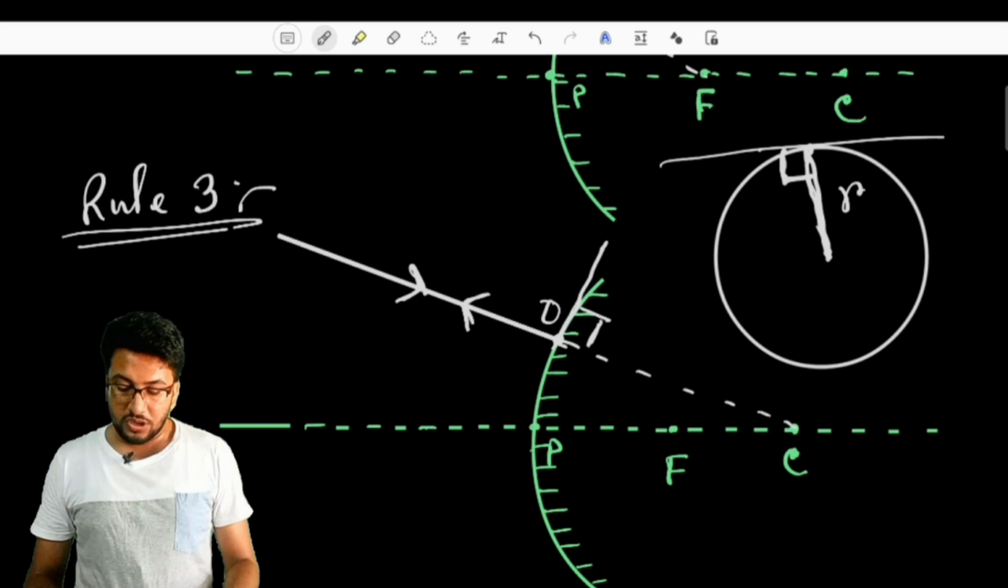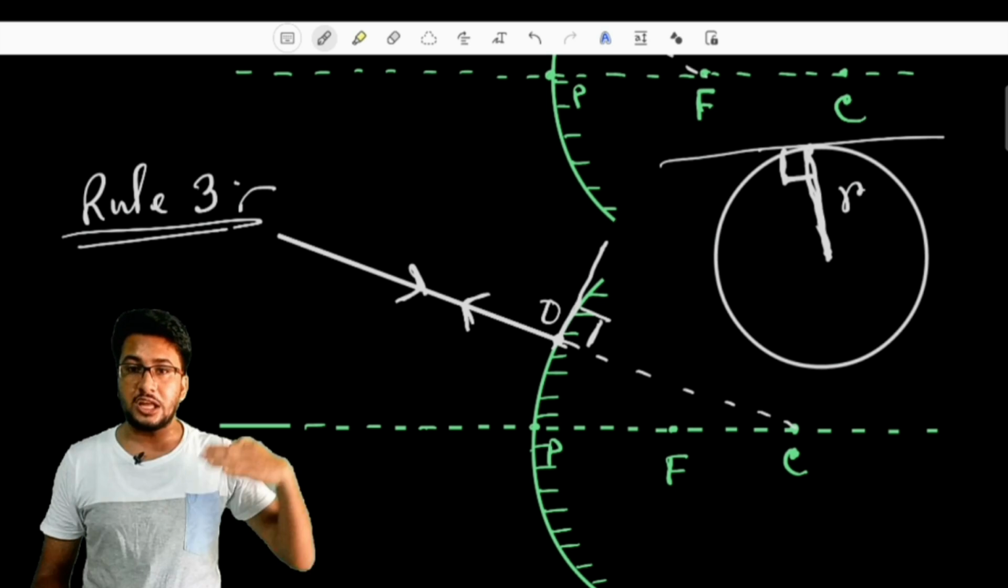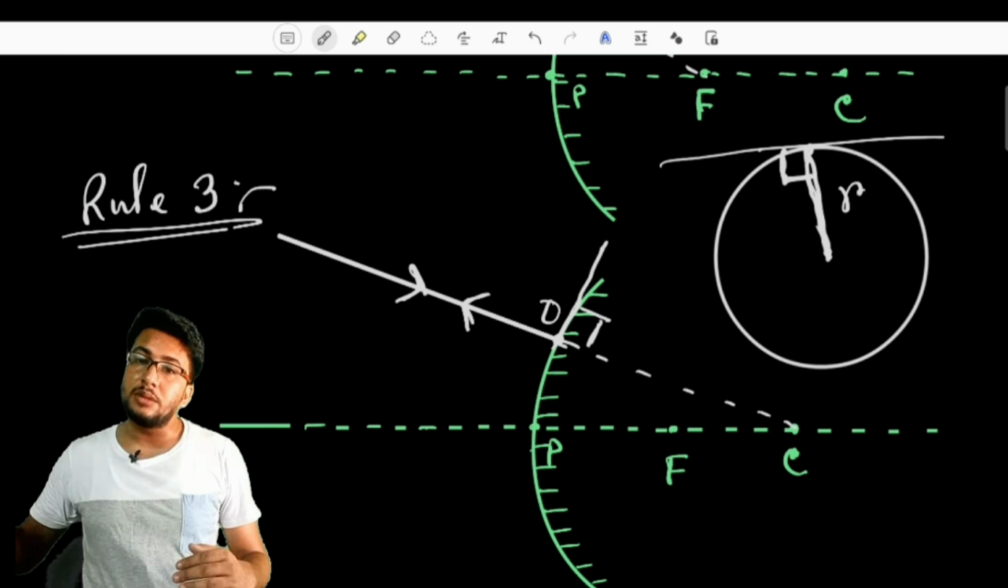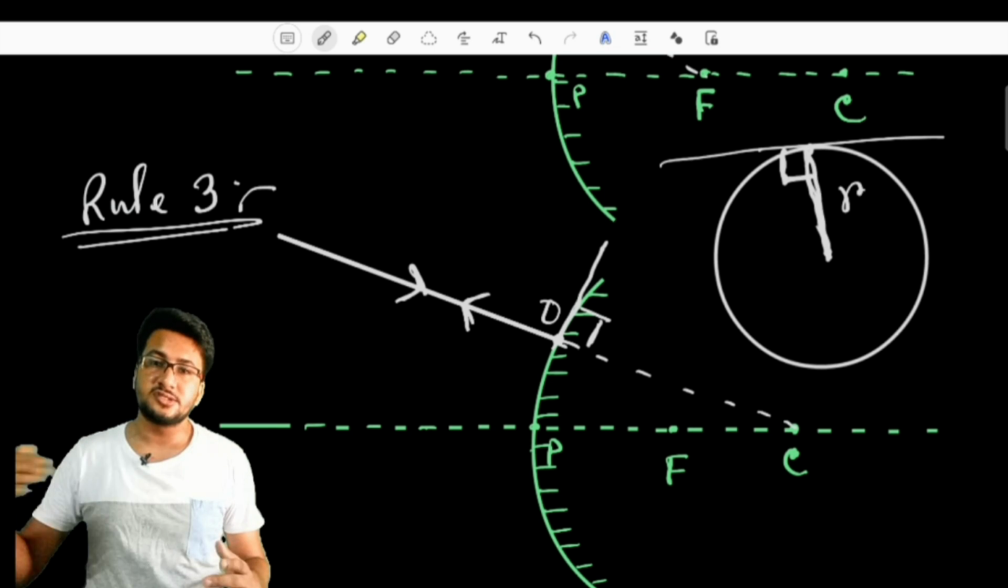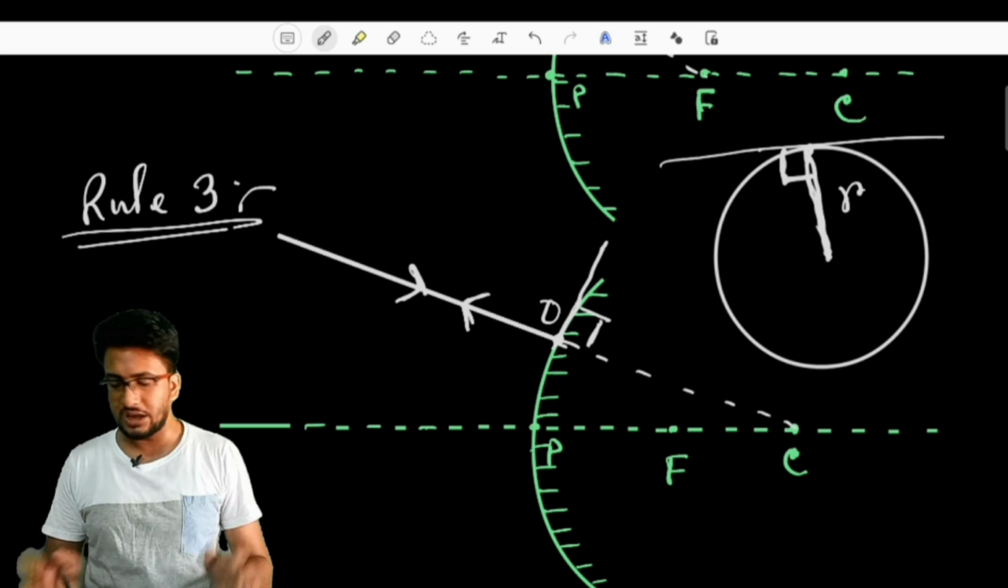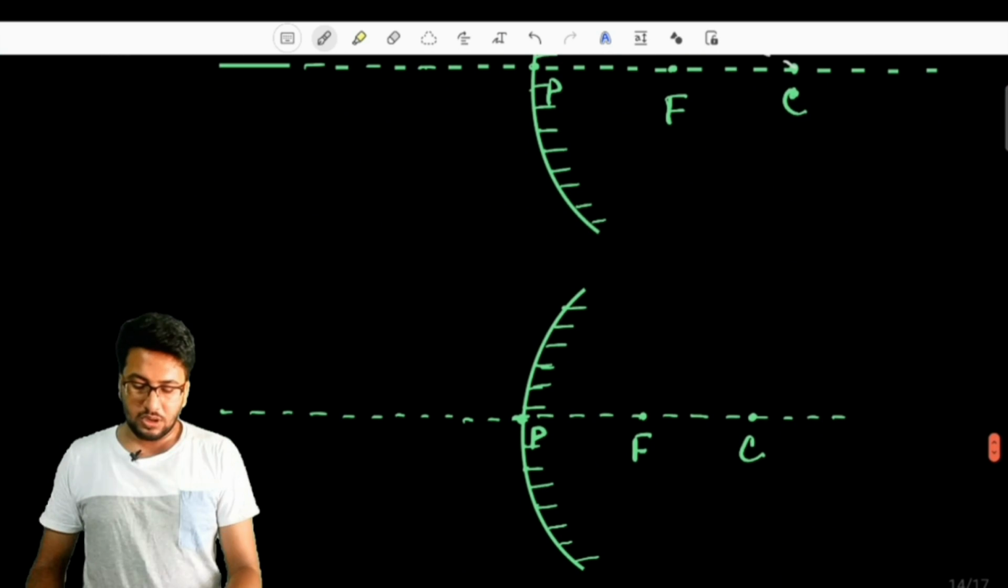Okay. So in this case, what will happen? The light ray directed towards the center of the mirror just comes back after the reflection. It comes back by the same path without any kind of deviation, without any kind of convergence or divergence. Okay. So this was our rule number 3.